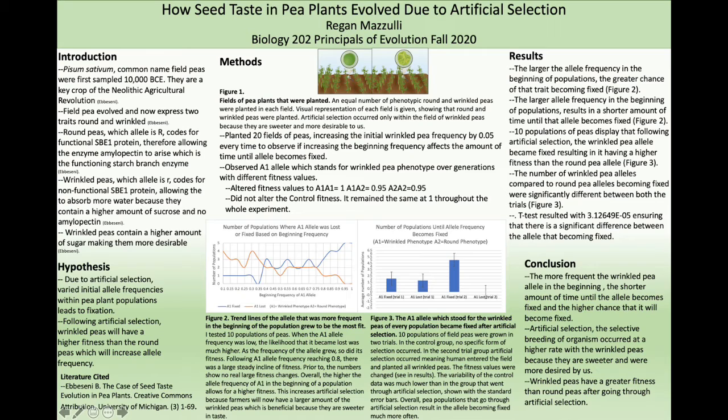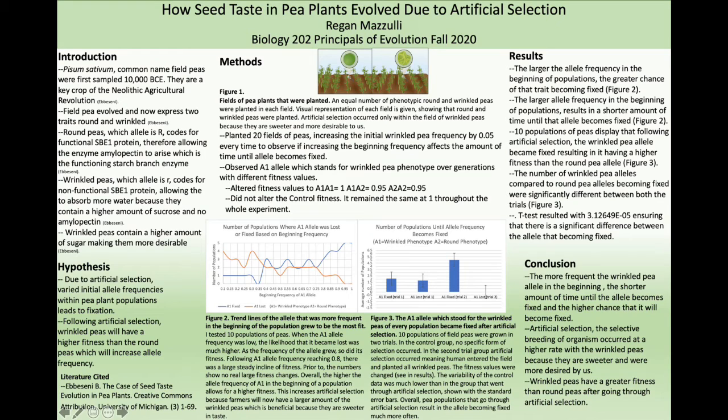In the next bar, we can really see that following artificial selection, the A1 allele became fixed 100% of the time. We can also see the variability of the control data was much lower in that group than it was in the artificial selection group, and that is shown through our standard error bars. So overall, the pea populations that go through artificial selection result in the allele becoming fixed.